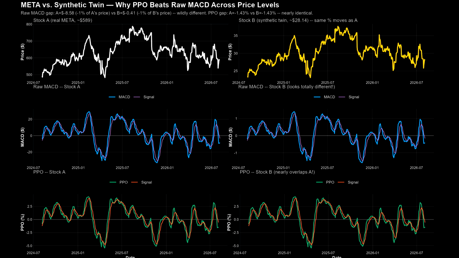That's the whole argument for PPO in one picture. Raw MACD is real information, but it's only comparable within a single stock's own price history. PPO strips the price level out algebraically, which is what makes it the tool actually used for cross-stock momentum screening.